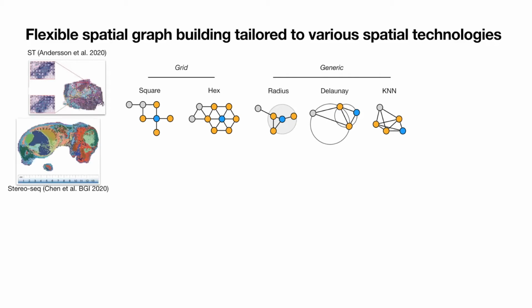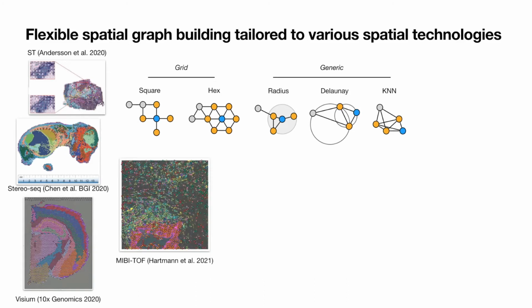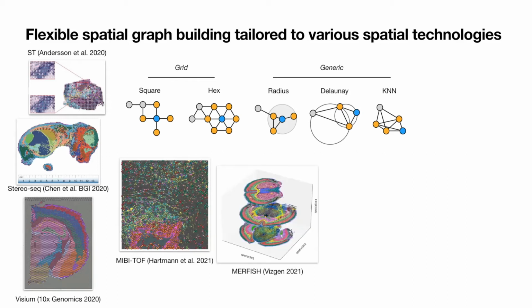But there is also Stereo-seq and Visium that fall in a similar category, Visium being the one that is hexagonal here. But there is this imaging-based molecular data, like the MIBI-TOF and the MERFISH and the seqFISH, where essentially each of the nodes of the graphs will be individual cells or pixels of this image, and then the neighbors can be determined by the radius-based or more generic graph building methods.